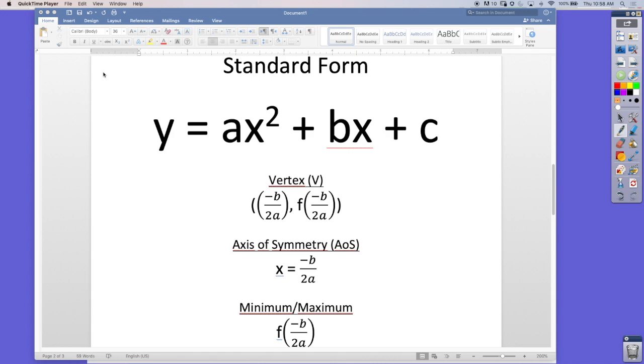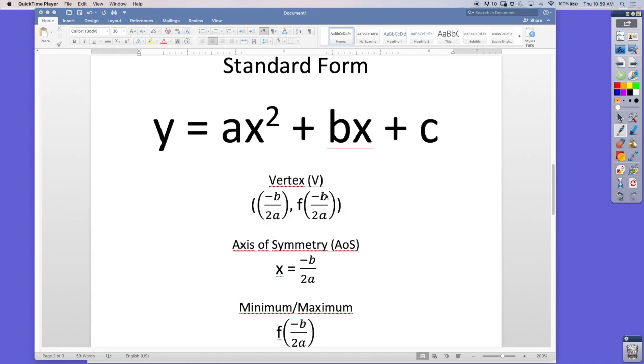So now we're on to our second form of a parabola that you need to know, and it's called standard form. I think this is what you're familiar with from Algebra 1. It is ax squared plus bx plus c. Make sure that you copy down these notes and you have everything, that you know that the vertex is the opposite of b over 2a, and that's for the x.